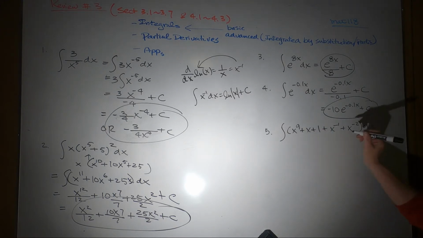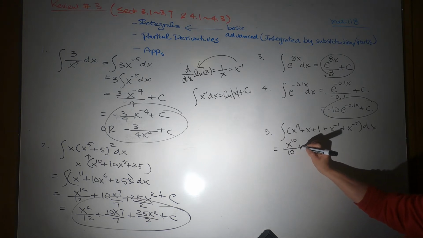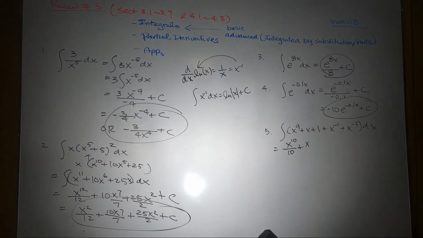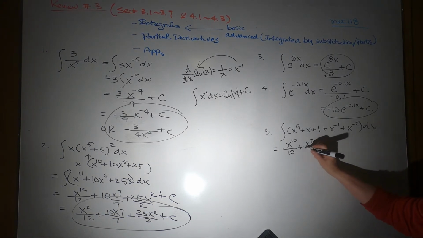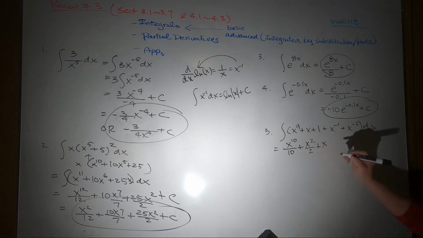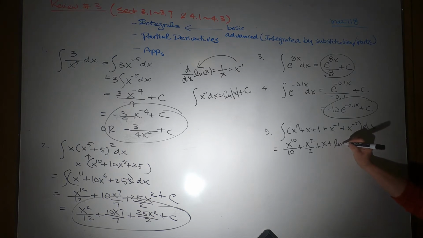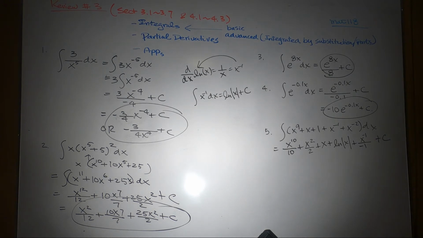So then we do it individually. This one will be x^10 divided by 10. This one will be, excuse me, x squared divided by 2. This is x^0, the constant 1, so that's x, right? Then this one will be natural log of x. This one, one level higher, x^(-1) over -1. Is that right?